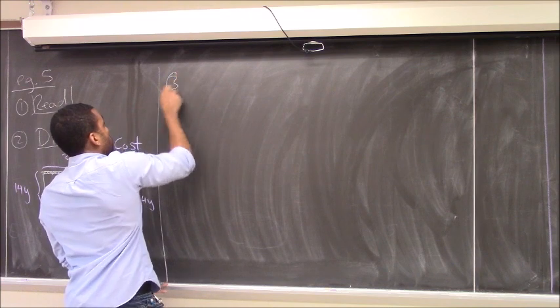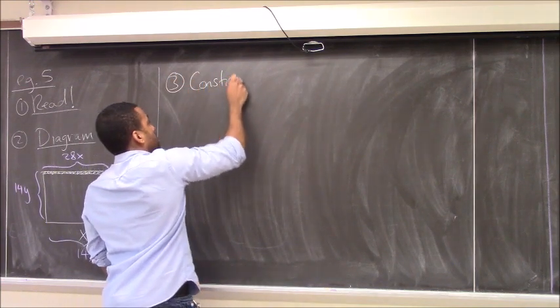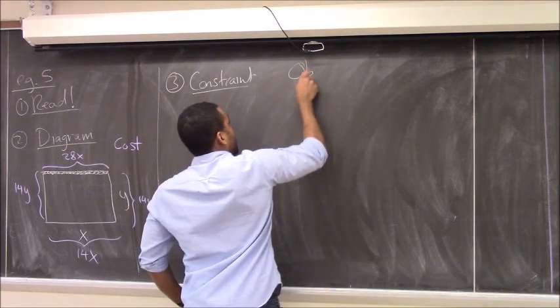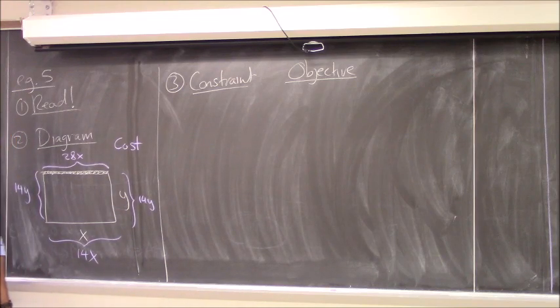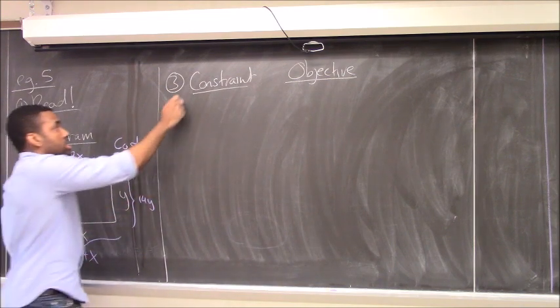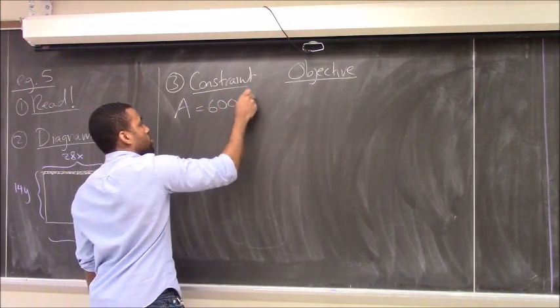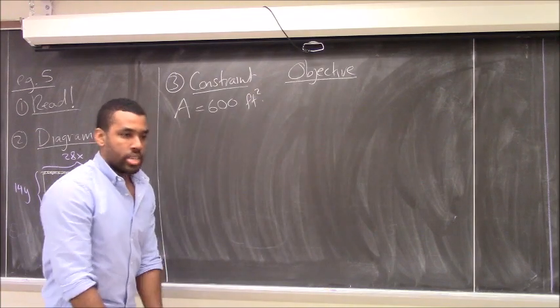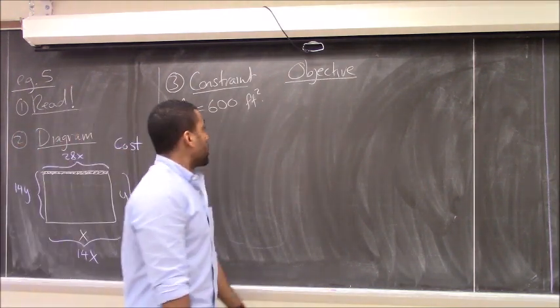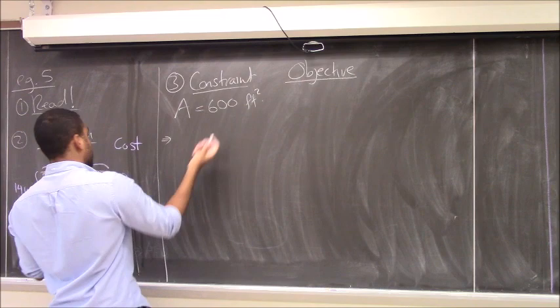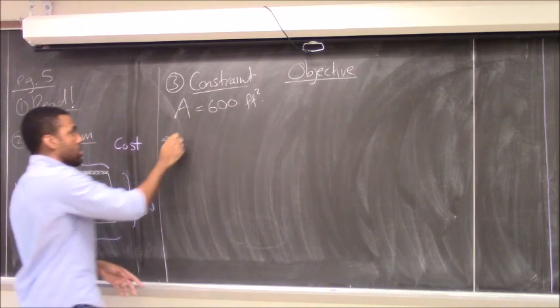So now if we move on to 3, we're talking about the constraint and the objective. So what is the constraint here? 600 square feet. So what does that refer to? Area. The constraint is the area. Area is equal to 600 square feet. So you can't build as big as you want. He only has 600 square feet of his parking lot that he can devote to this. And so our diagram is a rectangle, so we know the area is just x times y.